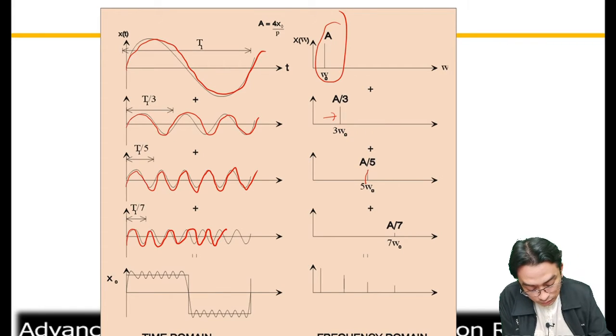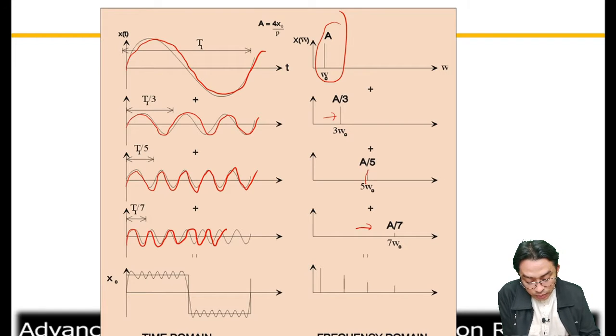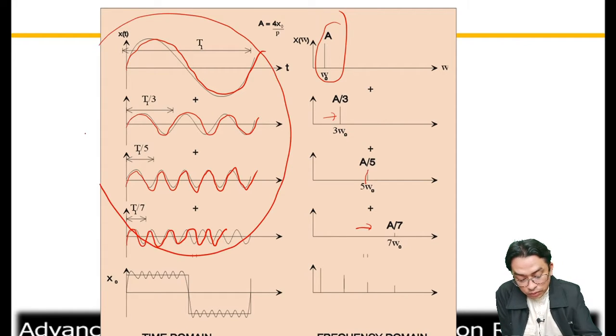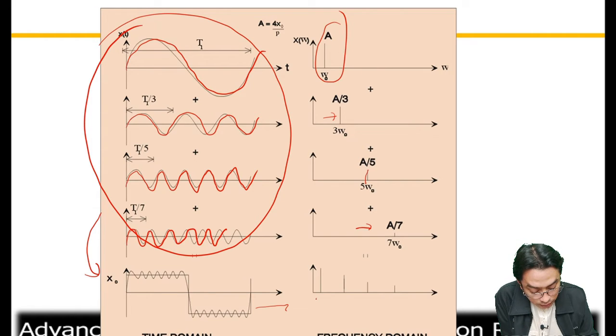So it will move further in the x-axis. It will move further, showing the higher frequency. Let's say we combine all the signals here. We combine all. So what we get, in terms of time domain, is a combination of signals like that. But in terms of frequency domain, we will show all the signals. See, we have omega 0, 3 omega 0, 5 omega 0, and 7 omega 0.